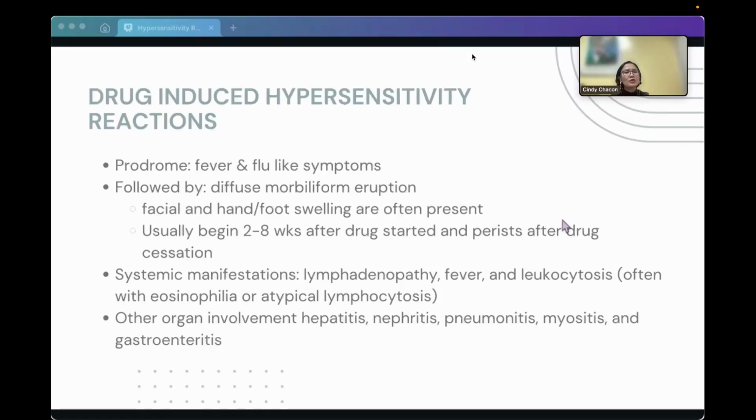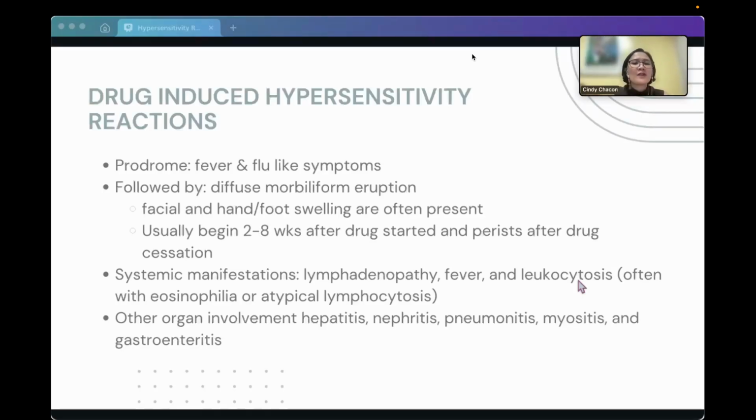Cutaneous reactions would usually begin 2 to 8 weeks after the drug is started and persist after drug cessation. So if it starts 2 to 8 weeks after a drug is started, then this probably is a type 4 hypersensitivity reaction, right? The signs and symptoms will continue for several weeks, especially those with associated hepatitis.